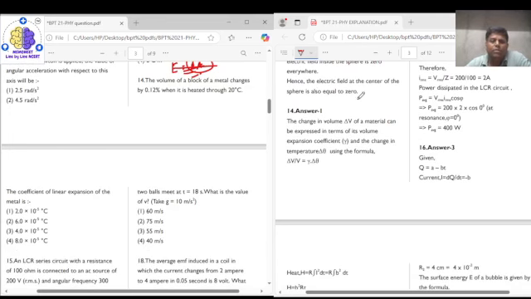Question number 14 says that the volume of a block of metal changes by 12% when it is heated through 20 degrees centigrade. The coefficient of linear expansion of the metal is, okay.